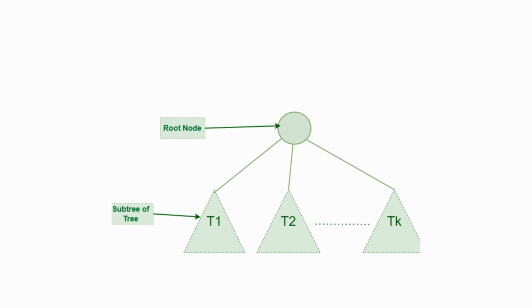Now you have the root node, right? And then why are these called subtrees? Because they are trees in and of themselves, right? So you've got these three children. These three children will have more children, and so on and so forth. So this is a recursive data structure.